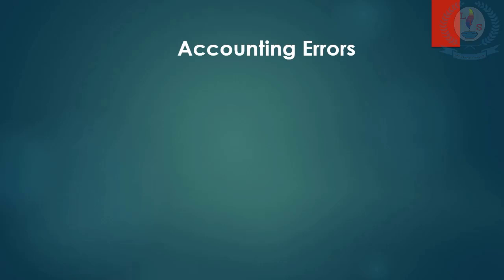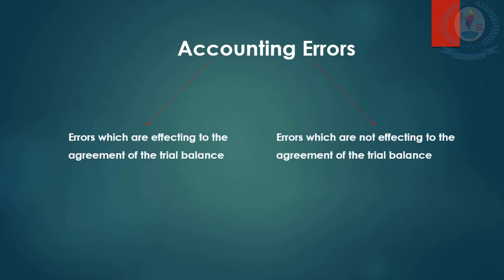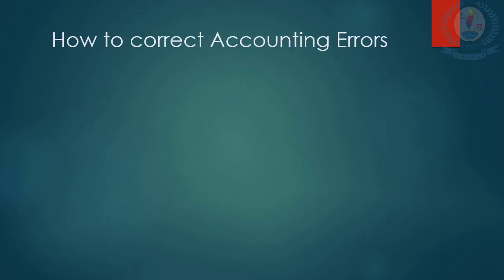As you all know, we can classify accounting errors into two main groups: errors which are affecting the agreement of the trial balance and errors which are not affecting the agreement of the trial balance. In this video, we are discussing only the errors which are not affecting the agreement of the trial balance. How to correct accounting errors?